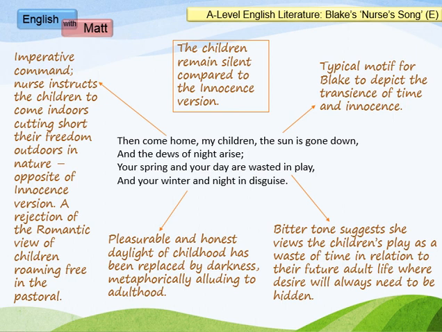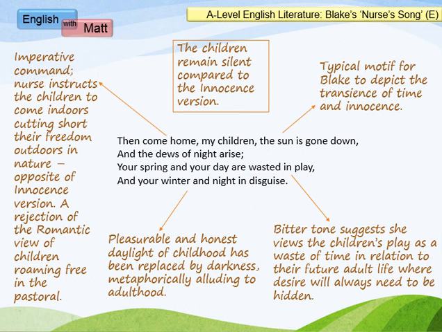She believes from her perspective as an adult that her own freedom has to always be hidden, her own desire always has to be hidden and constrained. And the last point, we have reference to winter and night, which we didn't have in the Innocence version, common motifs in Blake, or metaphors in Blake, to represent adulthood and the sense of darkness and the lack of pleasure and joy that comes from such connotations.